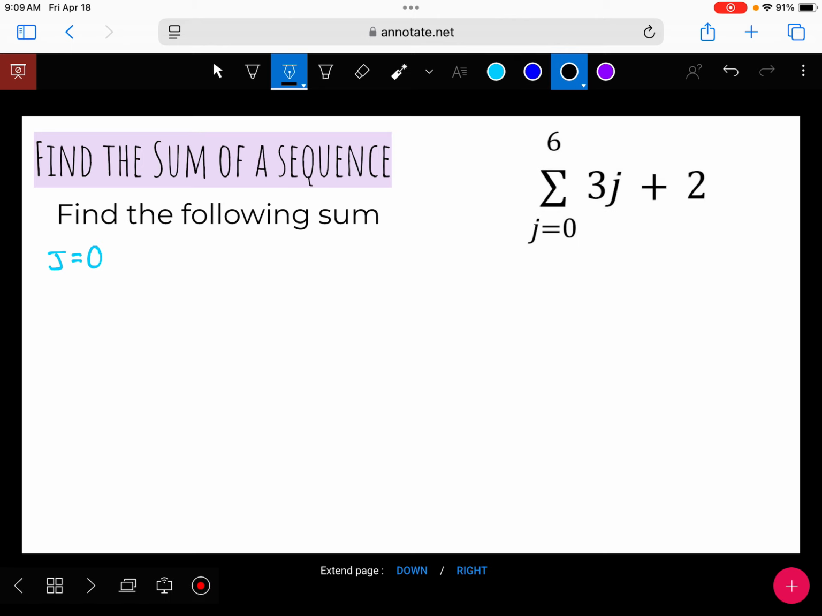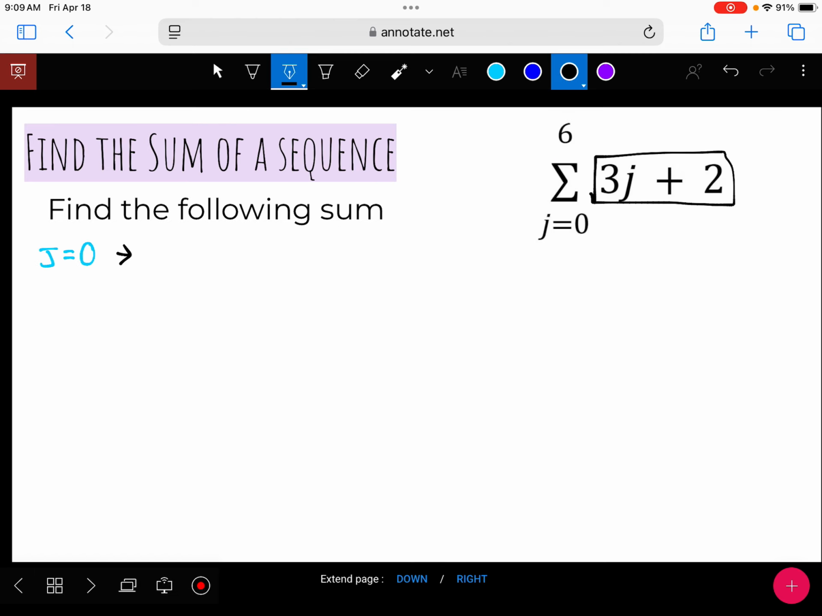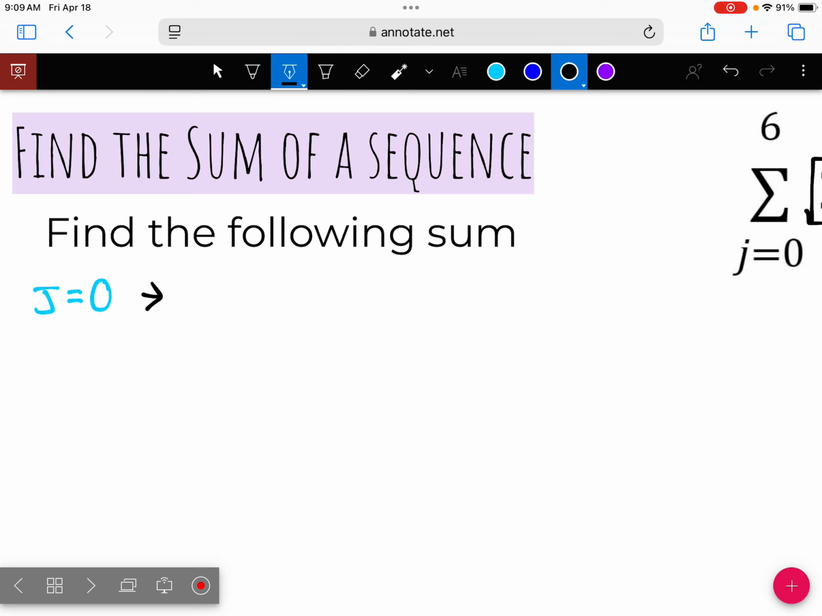All right, so when j equals 0, that's our substitution. We're putting it into our rule up here. So we're doing the sum from j equals 0 to 6 of 3j plus 2. So we're going to take 3 times our j of 0 plus 2. That's where we're getting that 3 times 0 is 0 plus 2 is 2 from.